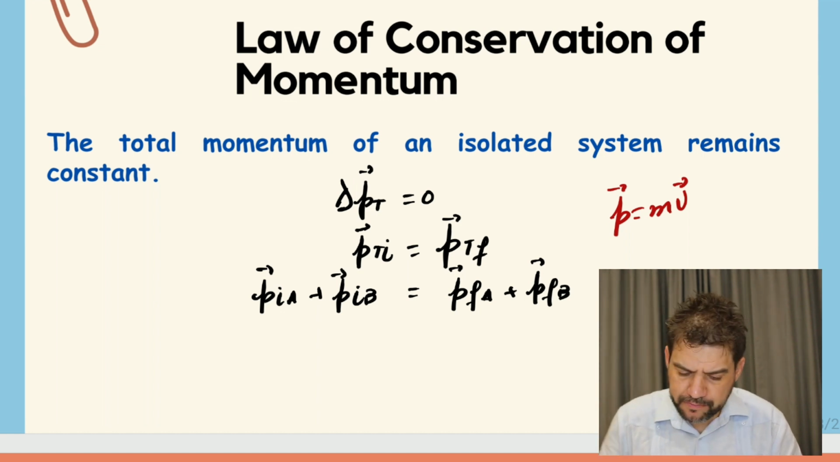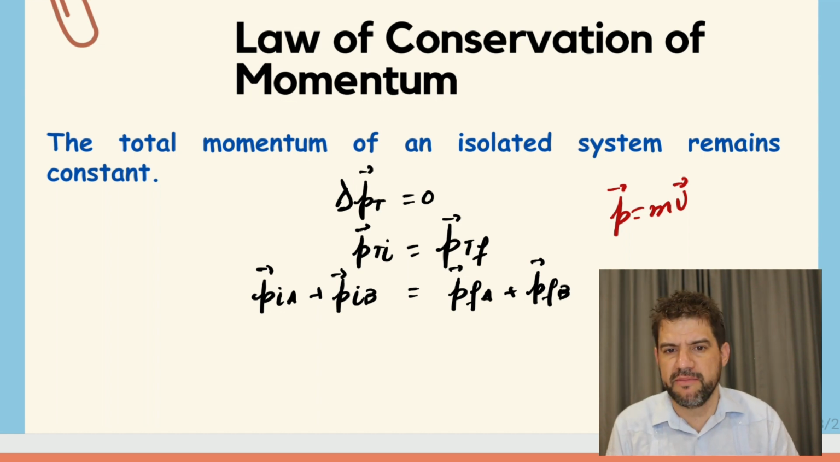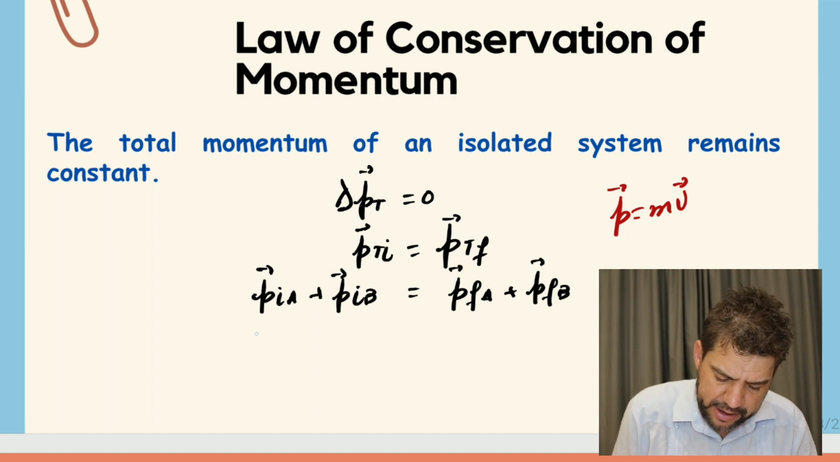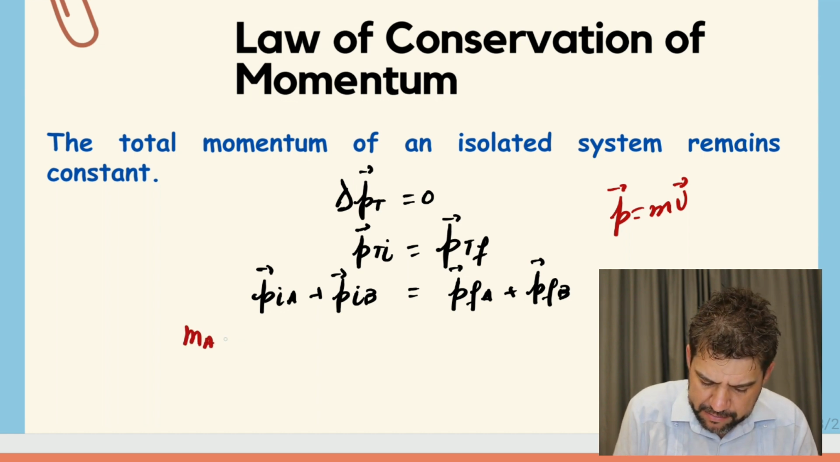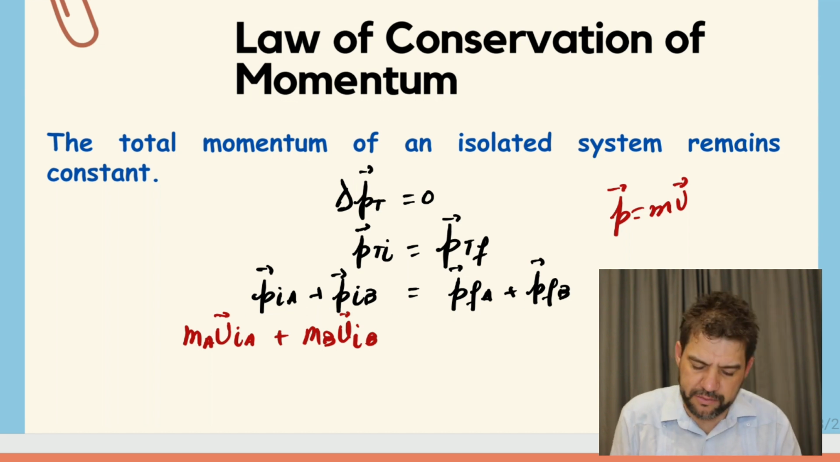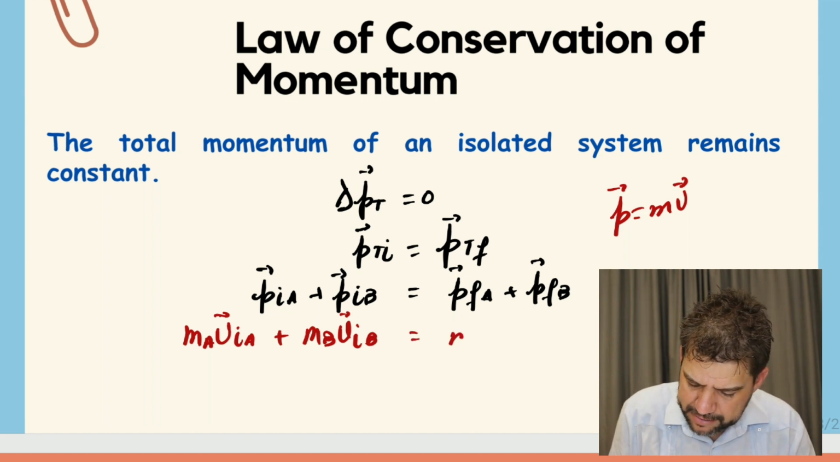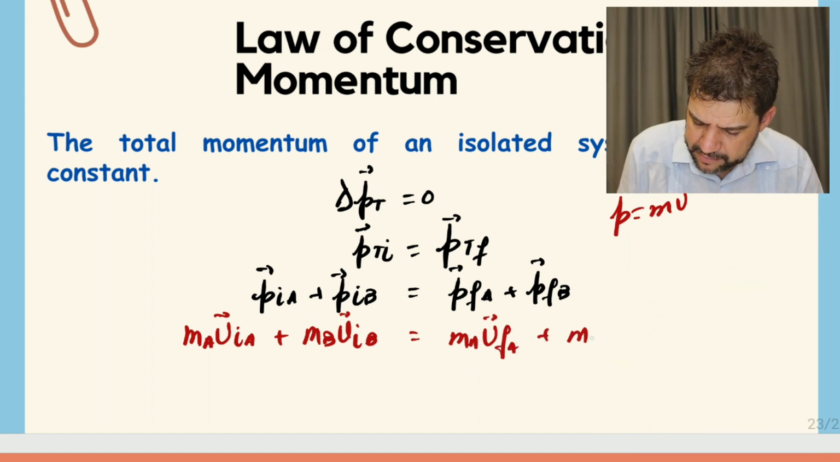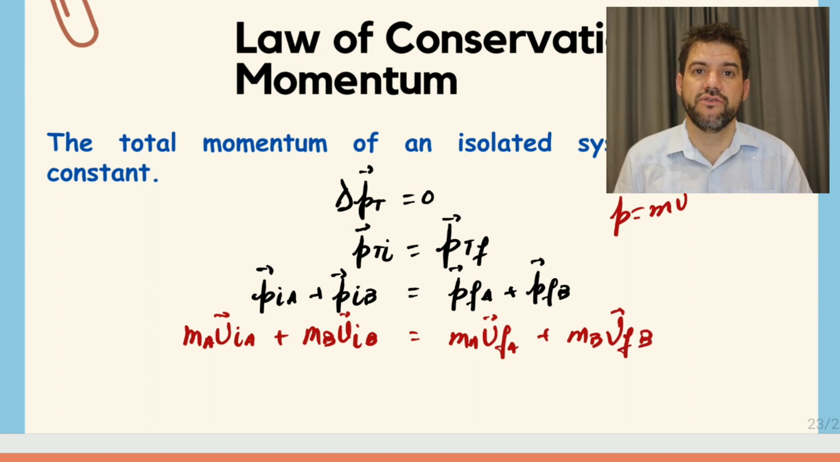So now here, if we substitute the product of mass and velocity of an object in each of the momentum formula, we have that the initial momentum A will be mass A multiplied by the initial velocity A, plus mass B multiplied by the initial velocity B. Also, I'm going to keep the vector notation, but at the moment, you really don't need to. This is equal to mass A, final velocity A, plus mass B, final velocity B. Guys, this is the law of conservation of momentum.